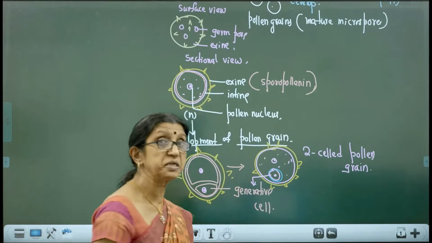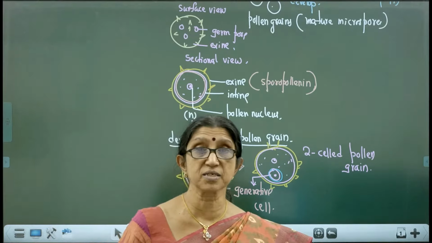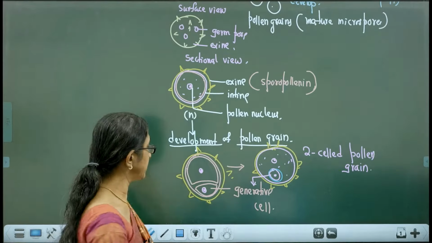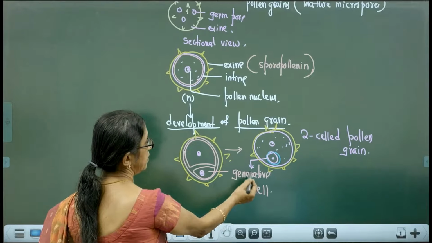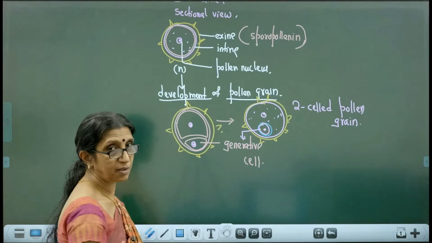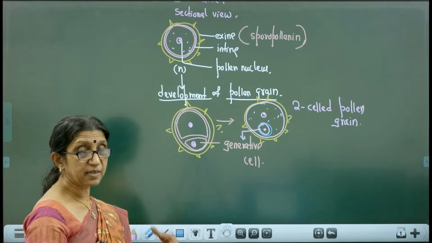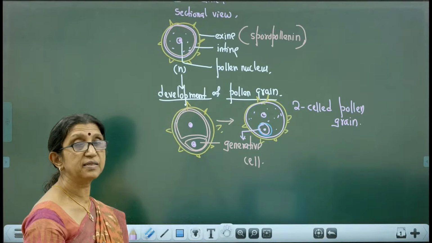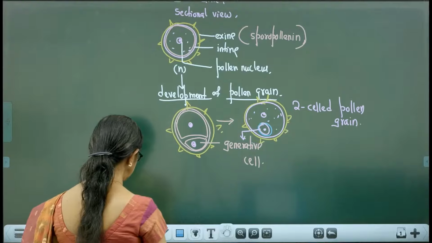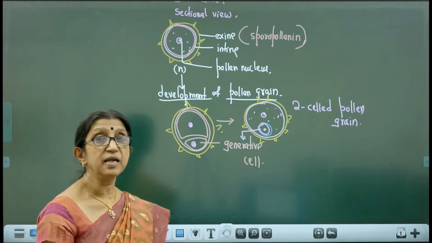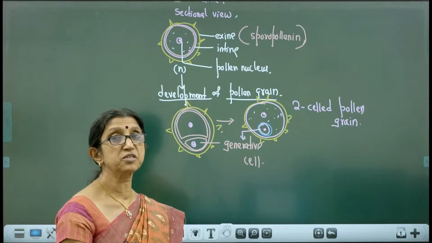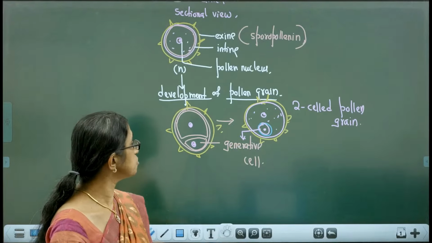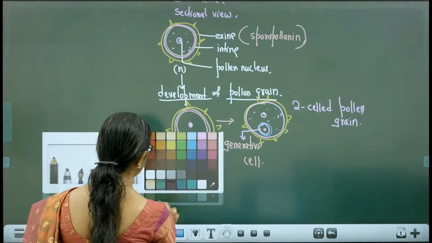In more than 60% of angiosperms, the anther dehisces to release the pollen grains when it is two-celled. Now we can see the release of pollen grains from the mature anther. And later it becomes three-celled. In certain other plants, at the time of dehiscence of the anther, it will be three-celled. Three-celled means the nucleus of the generative cell divides mitotically, and there is formation of the two sperms or the male gametes, and thus the pollen grain becomes three-celled.